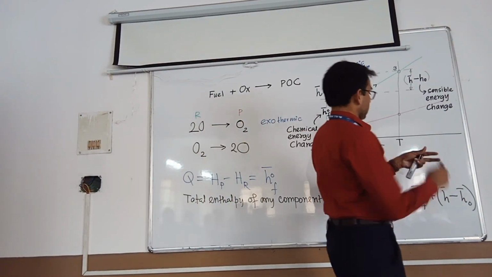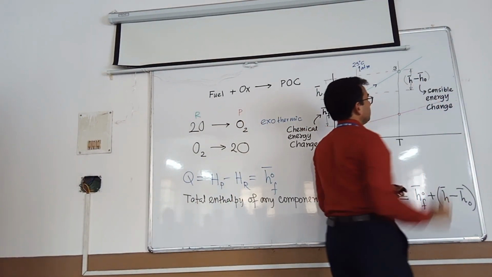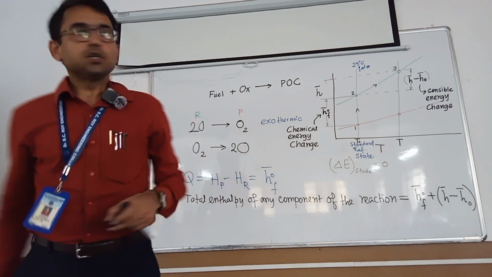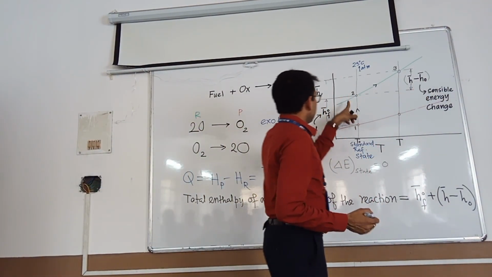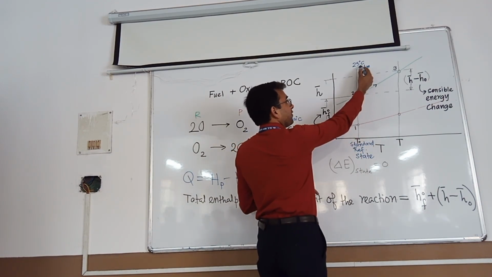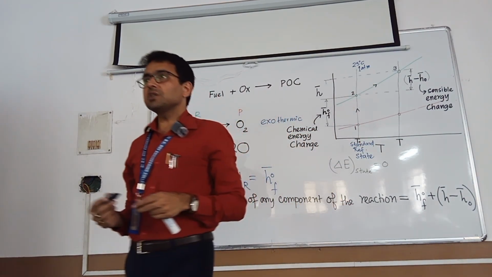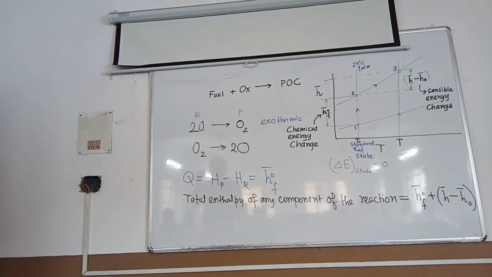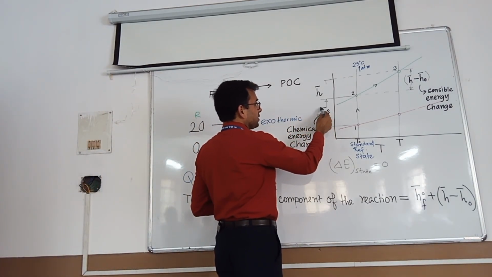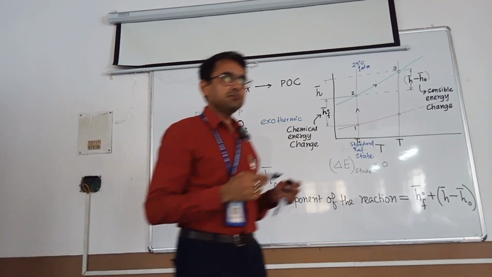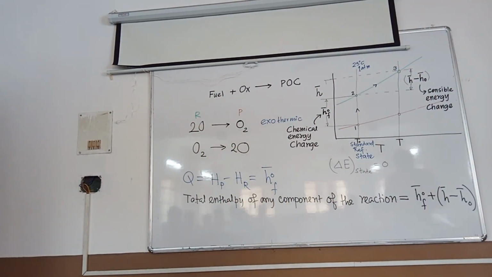Sensible energy change. Okay, clear? So what is this? H. When I write 0, it means at this T0, the standard reference condition. What is the bar? Bar means per unit mole. And what is F? Formation. Enthalpy of formation at standard reference state per unit mole. Right? Is it clear?